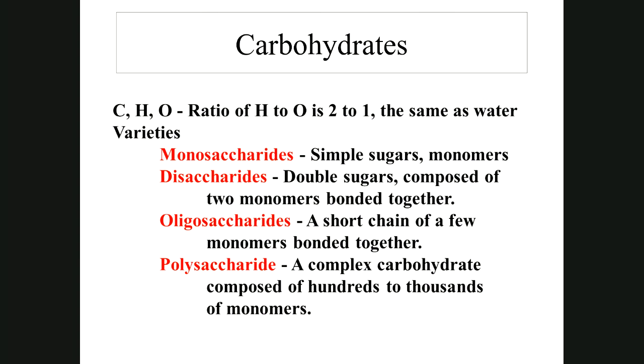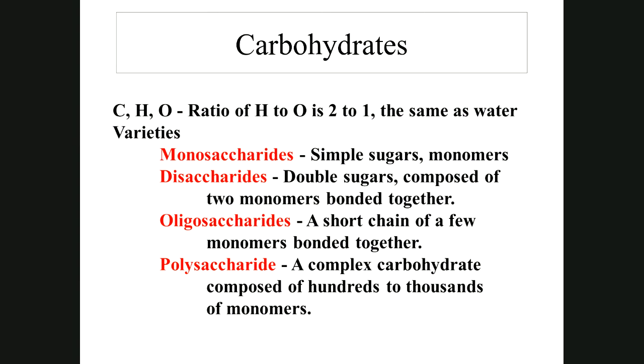Now some varieties of carbohydrates. There are simple sugars here, which are the monomers, or the building blocks, and they're called monosaccharides. Simple sugars, one sugar, monosaccharides. And then we have disaccharides, oligo, and poly, and we're going to look at all of these on the next few slides.